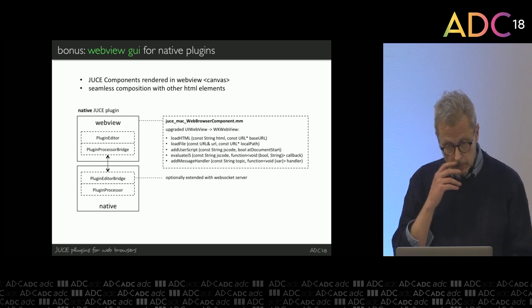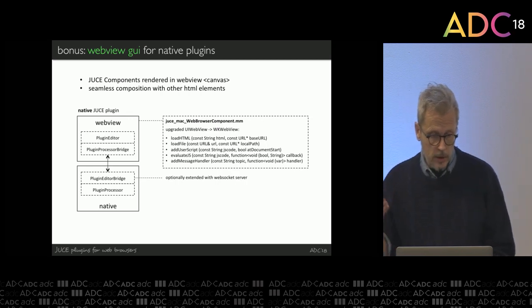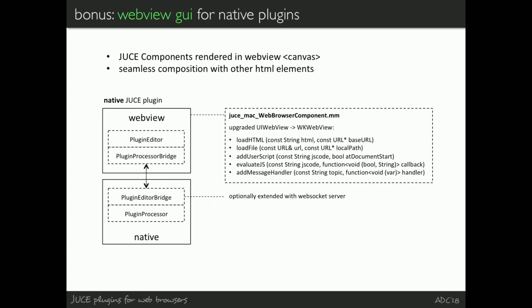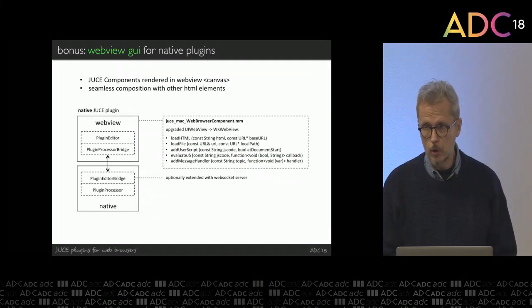So when I got this implemented, I noticed that this might also be useful for native plugins, because if you're using the web browser component in JUCE, you cannot mingle and match that with JUCE components, because the compositing is different. The web browser component always draws on top of the other components. But with this, it's possible to mix and match HTML elements and JUCE components.